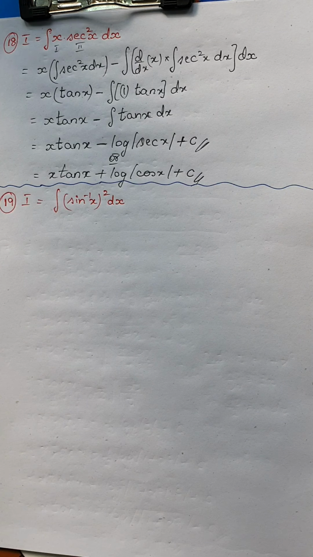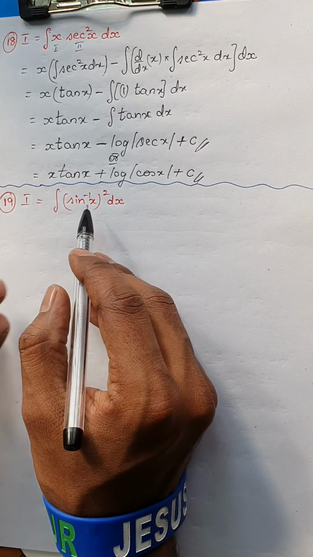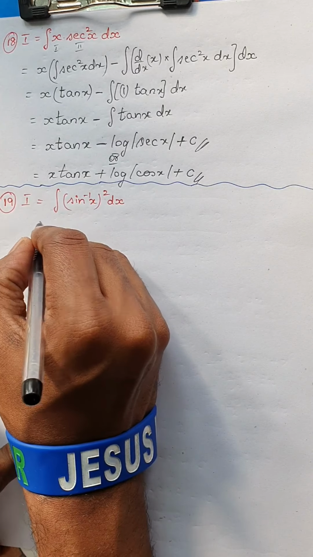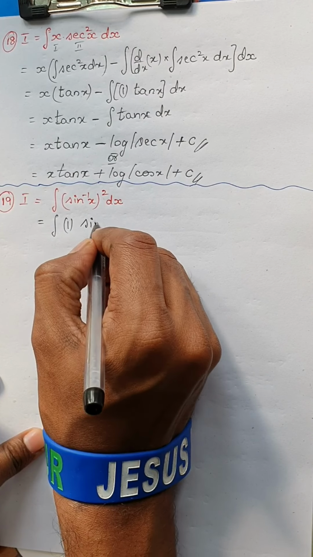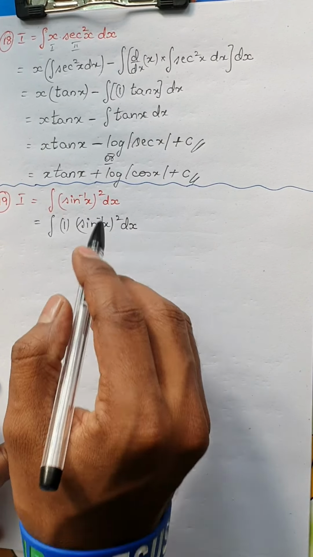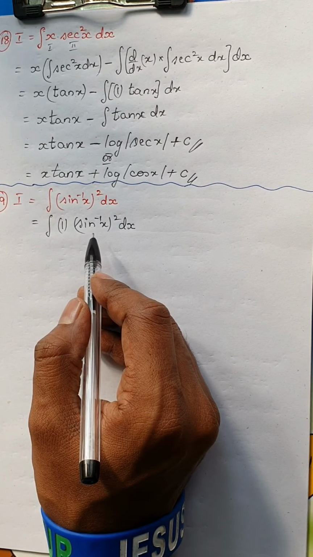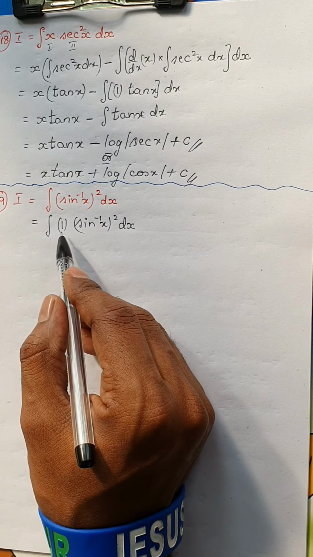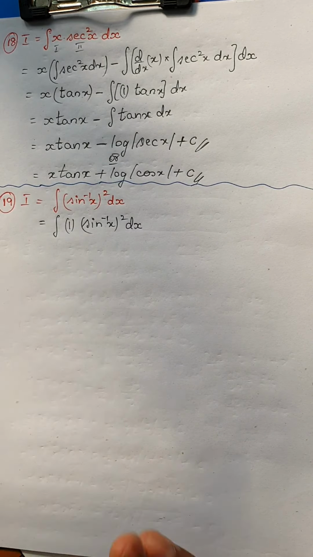Moving on to the next question, friends. We have I is equal to the integral of sine inverse of x whole square dx. As we have done in the previous two questions, when you have only one function, I am going to treat 1 as another function and sine inverse of x whole square. So I have an inverse trigonometric function, because sine inverse x is an inverse trigonometric function, and 1, which is the algebraic function.